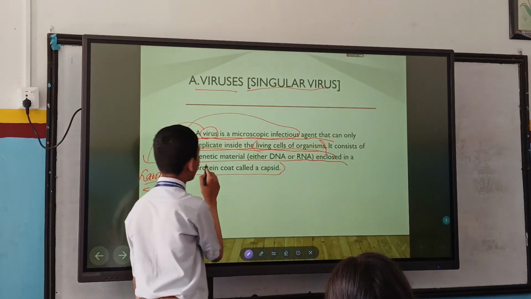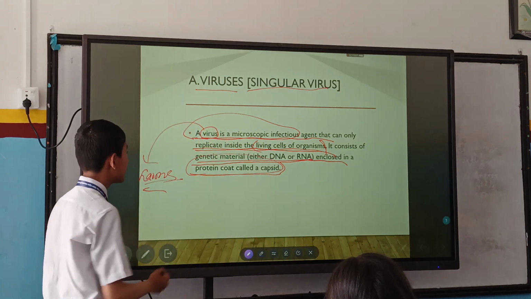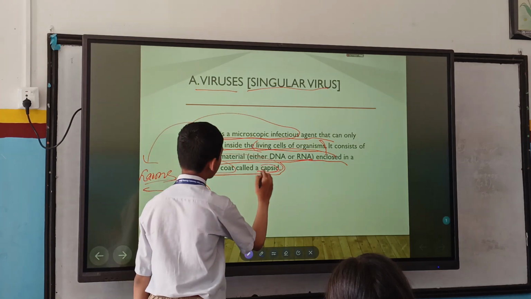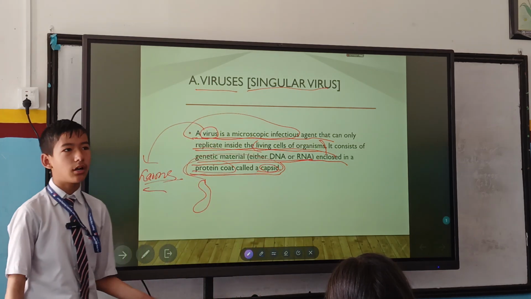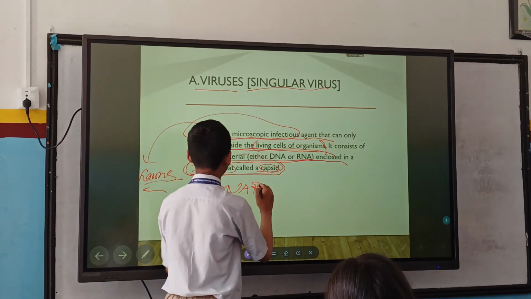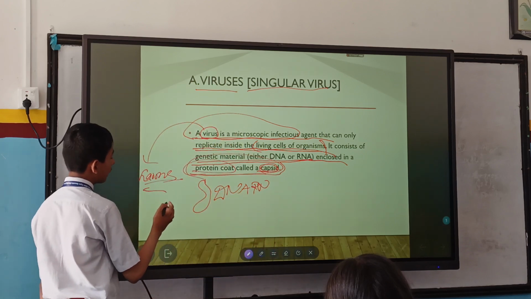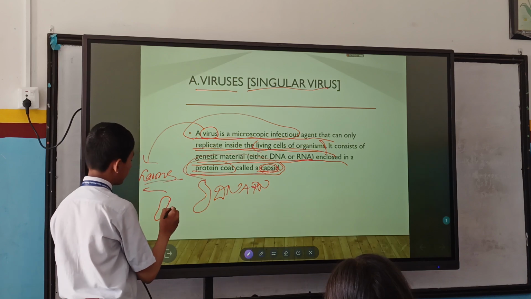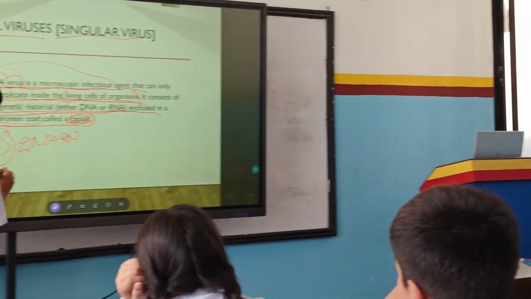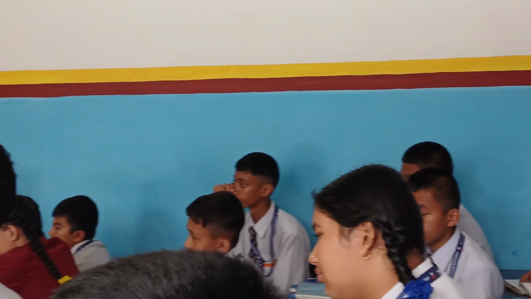It consists of genetic material, either DNA or RNA, enclosed in a protein coat called capsid. So there is a protein coat which is called capsid, and the viruses consist of DNAs and RNAs in it, which are enclosed in the protein coat called capsid. So capsid is a covering or coating that covers the virus, and the DNAs and RNAs, which are the genetic material, are enclosed inside it. And the second slide is over.